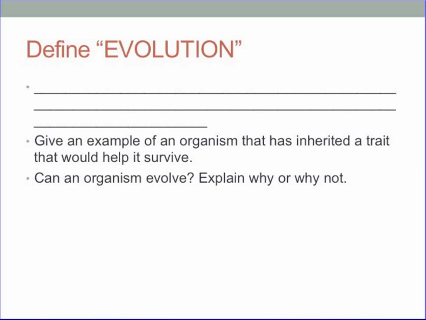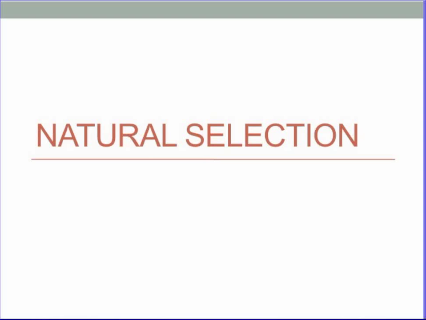So what I would like you to do is, based on what I've said and what has been in the presentation, to create your own definition of evolution. And then I'd like you to give an example of an organism that I did not talk about that has inherited a trait that would help it survive in its environment. And you can use any animal in the wild. Then I would like you to explain if an organism during its lifetime can evolve, and then I'd like you to explain why or why not.